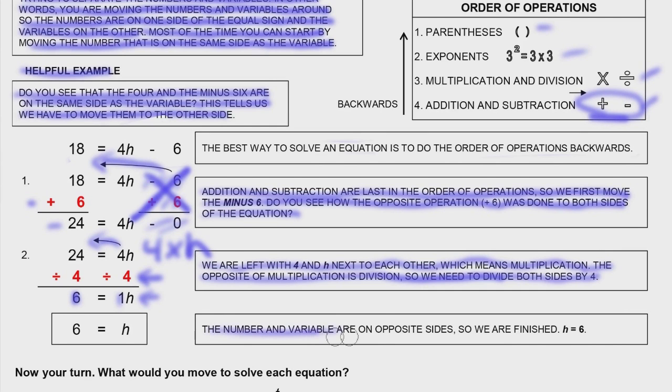Next, the number and variable are on opposite sides, so we are finished. And you notice they just wrote h equals 6. They're on opposite sides of the equal sign, so we are finished. Well, that was a pretty good example. Let me clean it up a little before we start on the real problems.